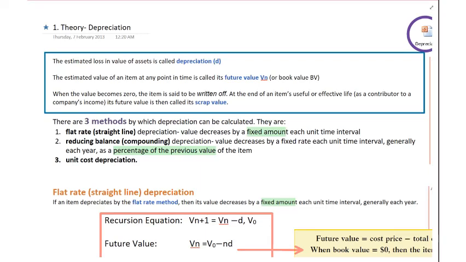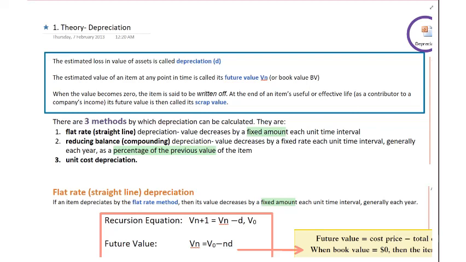Okay, so what we're going to be talking about now is depreciation. As we've got noted here, the estimated loss in value of assets is called depreciation. So an example that you could think about is you buy a brand new car and it costs 35 grand, and then after a year it's worth 30 grand, and then the following year it's worth 23 grand, and so on. That's called depreciation. So it's a loss in value.